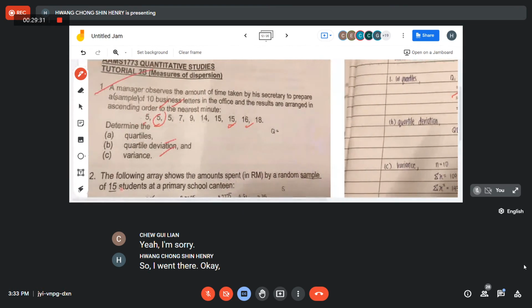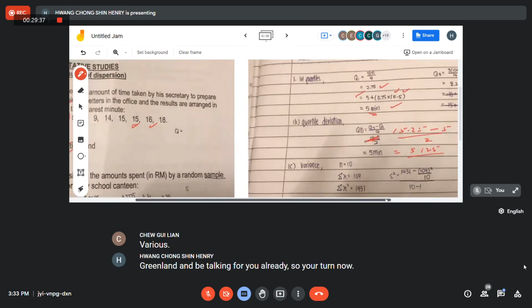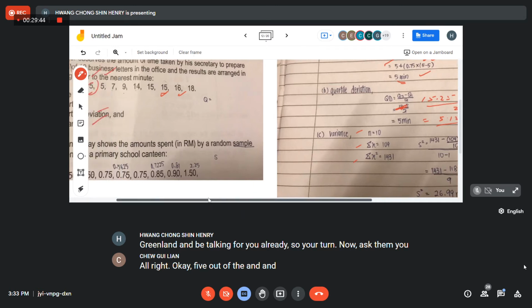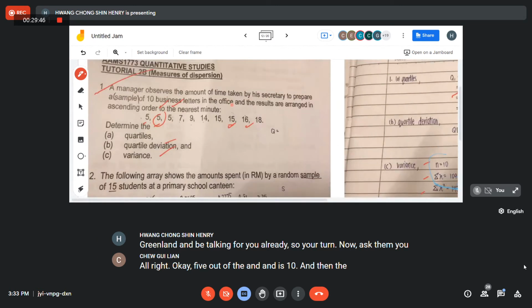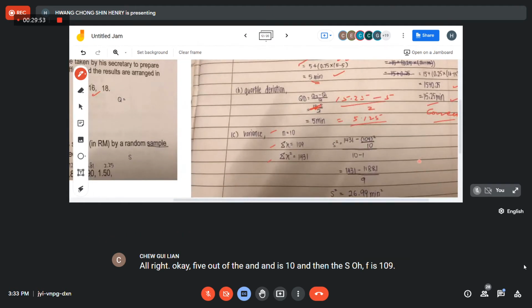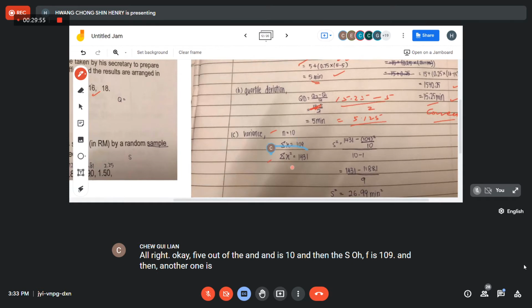Okay, part C, variance. William, I've been talking for you already, so your turn now. Okay, find out the n is 10 and then the f is 109. And then another one is 1,431.